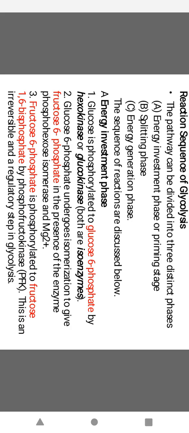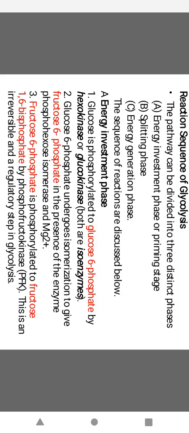We see the first phase, the energy investment phase, in which energy is invested, which means this phase requires energy to carry out these reactions. In this phase there are three steps. First, glucose is phosphorylated, which means a phosphate group is added to glucose to produce glucose 6-phosphate by the enzyme hexokinase or glucokinase. Both are isoenzymes, which means the same reaction is catalyzed but with different molecular structure.